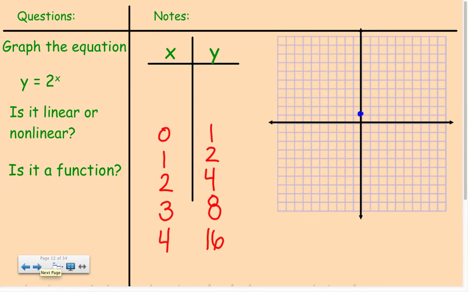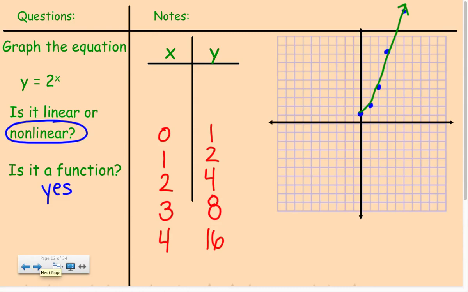0, 1, 1, 2, 2, 4, 3, 8, and then 16 would be somewhere up here. So you'll notice our line is close to being straight, but not quite. It makes this gradual curve. So it would be nonlinear and yes.